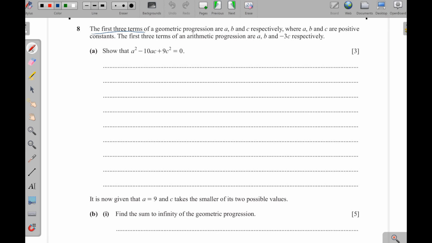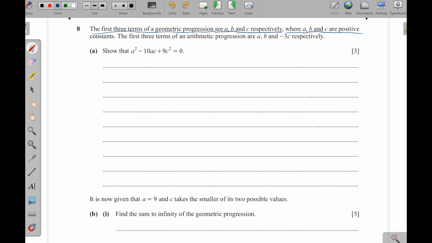Question H. The first three terms of a geometric progression are a, b, and c respectively, where a, b, and c are positive constants. The first three terms of an arithmetic progression are a, b, and then minus 3c respectively. Show that this is that.